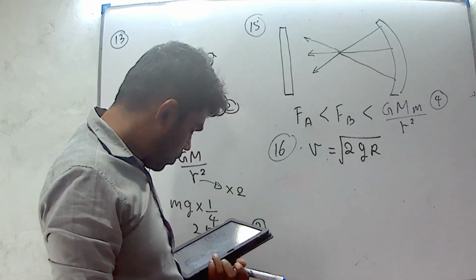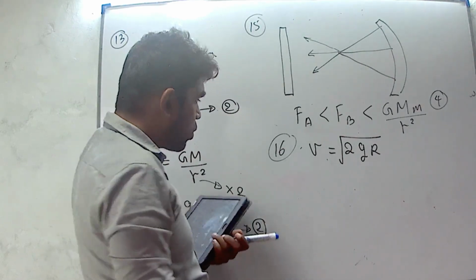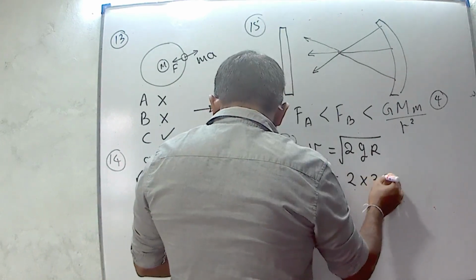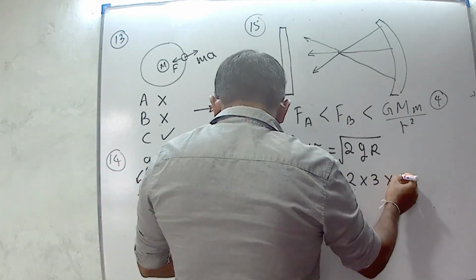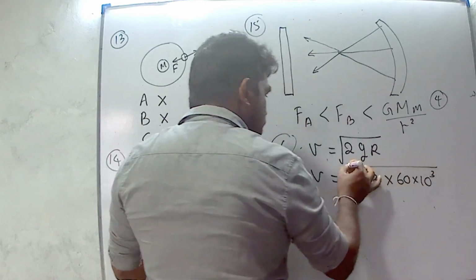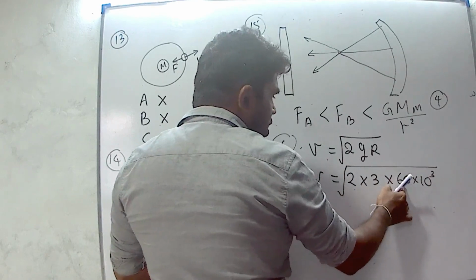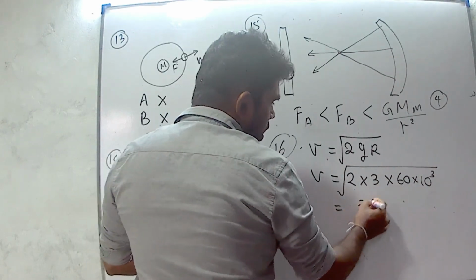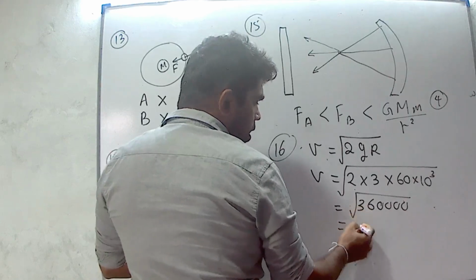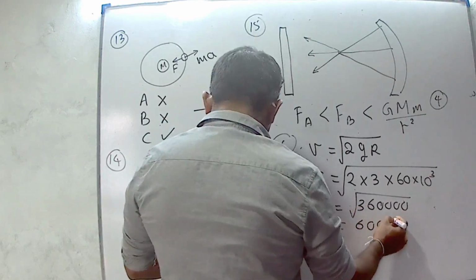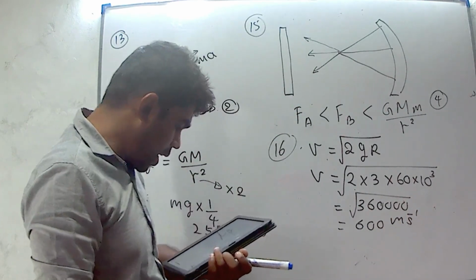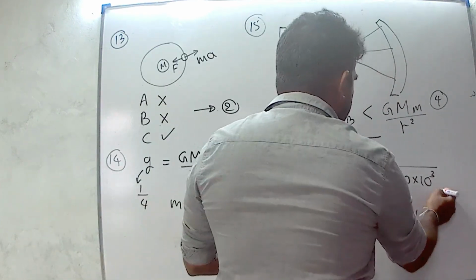Now we have to calculate the escape velocity. Gravitational acceleration is 3, radius 60 kilometers, 60 into 10 to the power 3. 3 into 3, 6, 6 into 6, 36, 36 and 4 zeros. Root 36, 600 meters per second. Then the answer is 2 for question number 16.